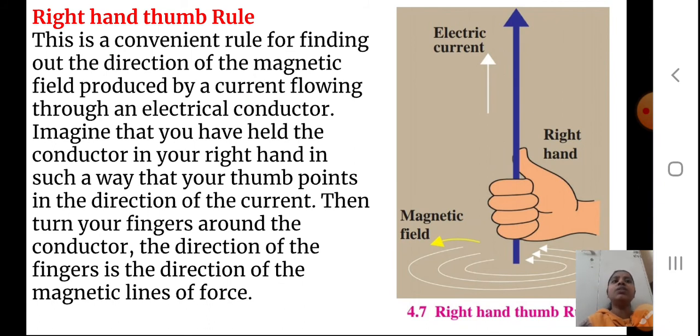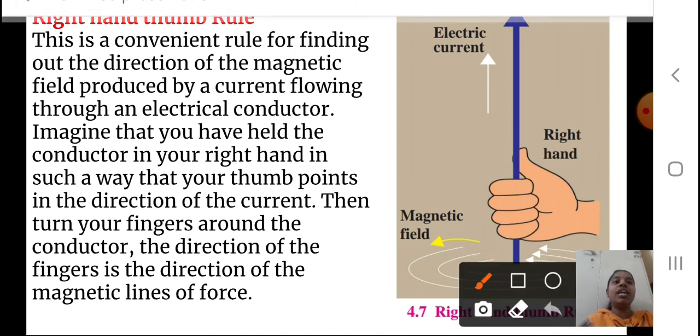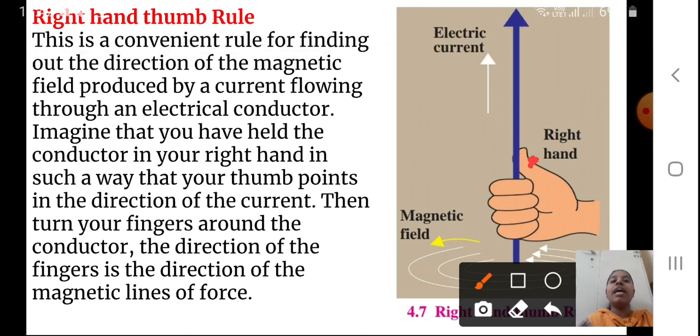This is a convenient rule for finding out the direction of the magnetic field produced by a current flowing through an electric conductor. So this rule will help you to tell the direction of the magnetic field produced by a current flowing through the conductor. Imagine that you have held the conductor in your right hand, in such a way that your thumb points in the direction of the current. So, this is your thumb and it is pointing in the direction of the current.